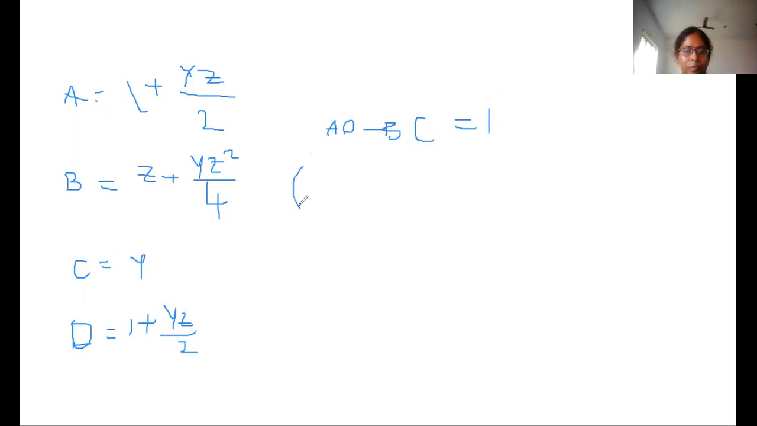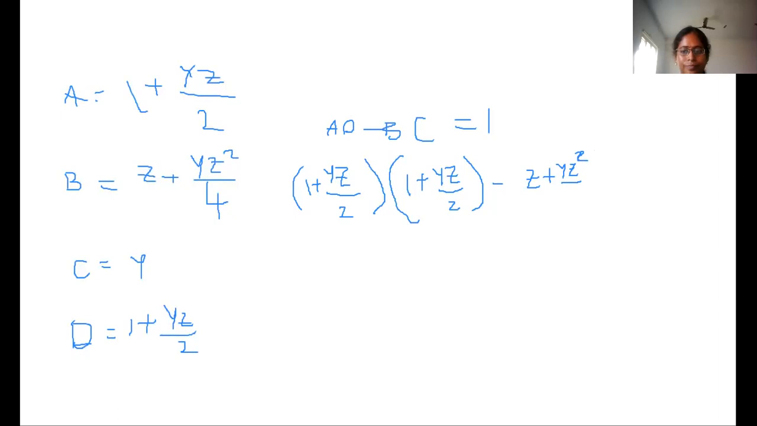Okay, A value 1 plus YZ by 2, into D value 1 plus YZ by 2, minus B equal to Z plus YZ square by 4, into C value Y.